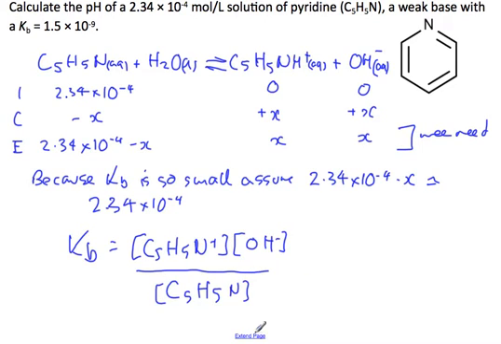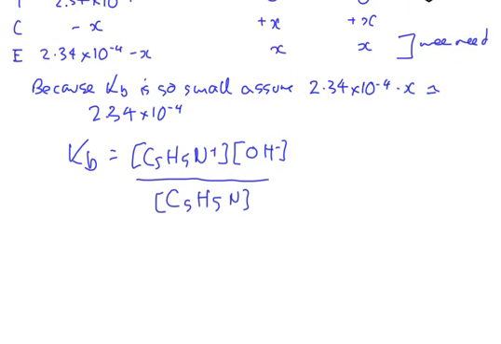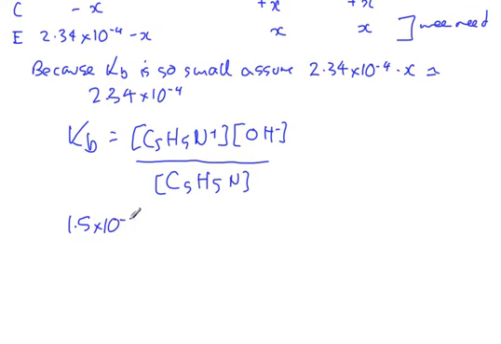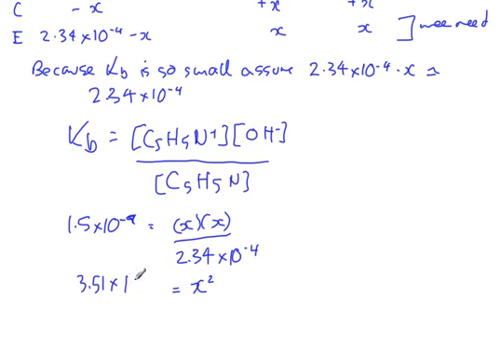And now we can substitute everything in. So our KB value is 1.5 times 10 to the negative 9 equals x times x divided by 2.34 times 10 to the negative 4. So x squared equals 3.51 times 10 to the negative 13. X equals 5.92 times 10 to the negative 7.